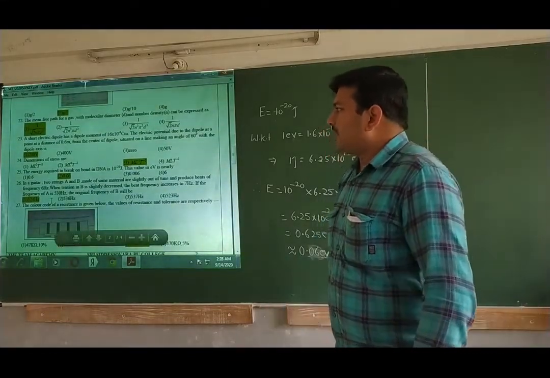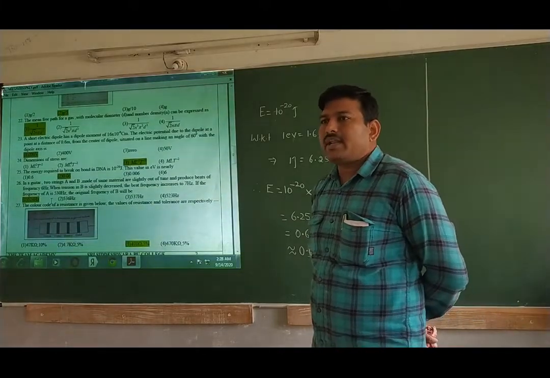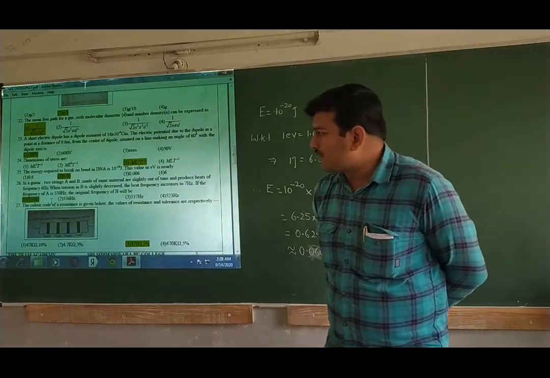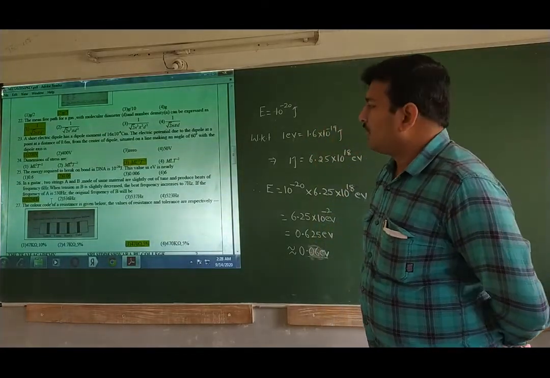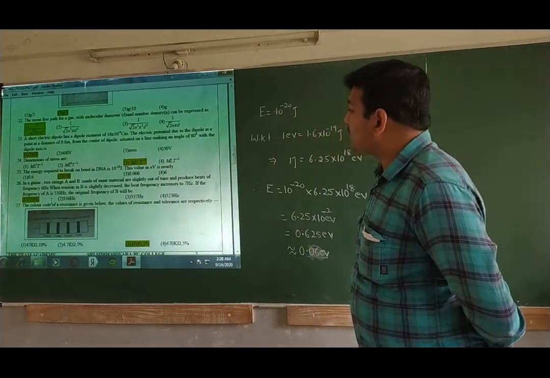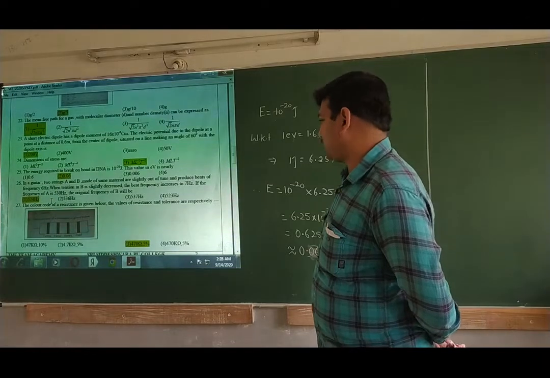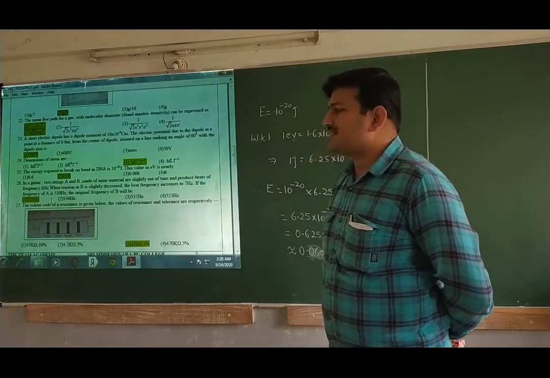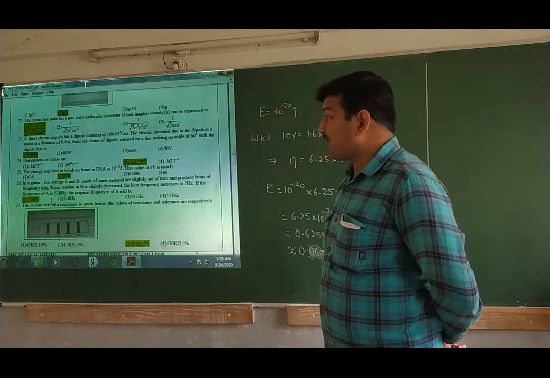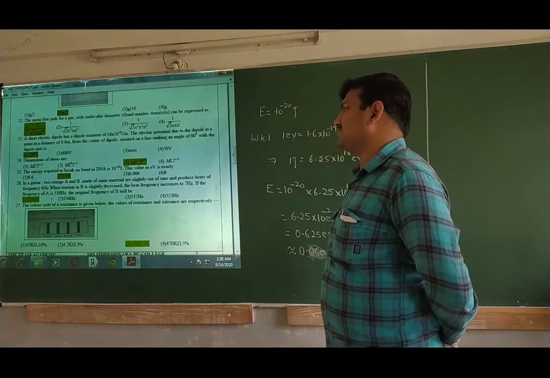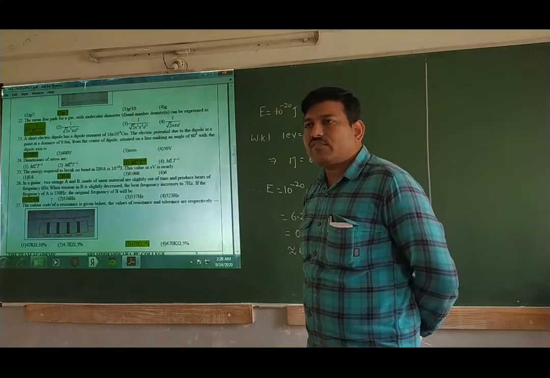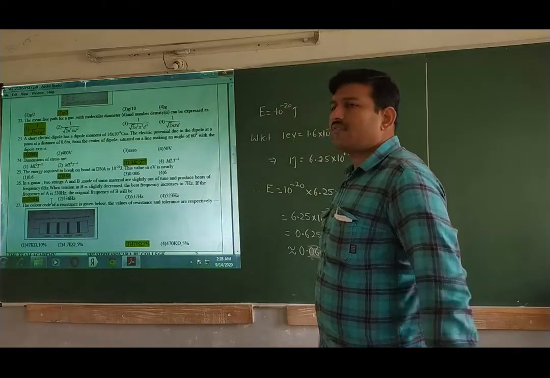Next, look at the 26th. Many times I told you, this kind of problem is related to the number of beats. 26, you see. In a guitar, two strings A and B made of same material are slightly out of tune and produce beats of frequency 6 Hz. So they are producing how many beats? 6 beats are produced. When tension in B is slightly decreased, the beat frequency increases to 7 Hz. If the frequency of A is 530 Hz, the original frequency of B is.